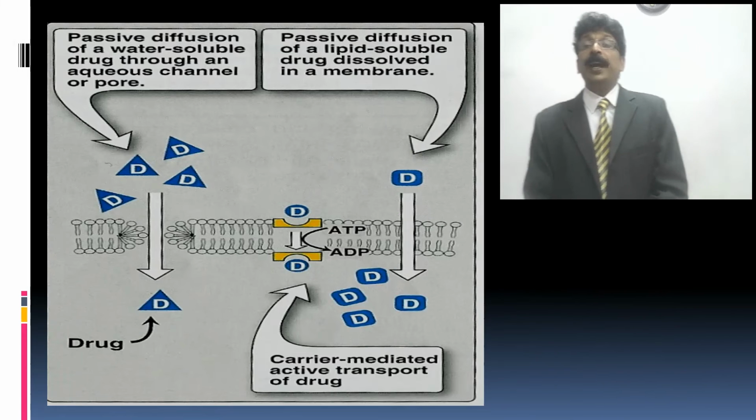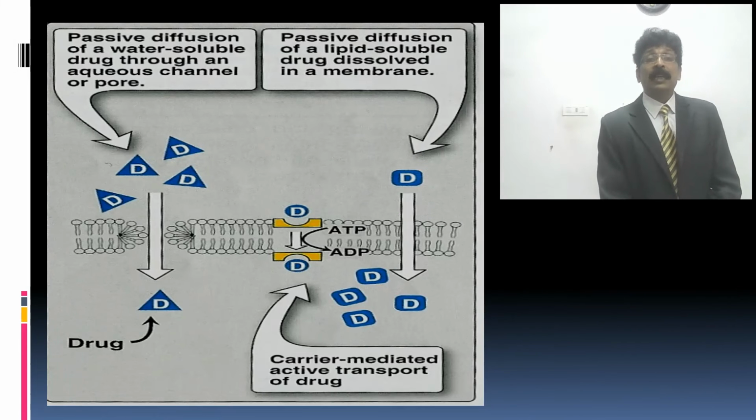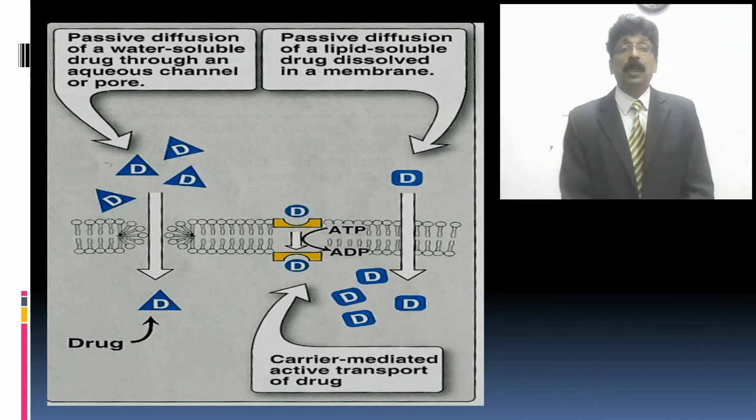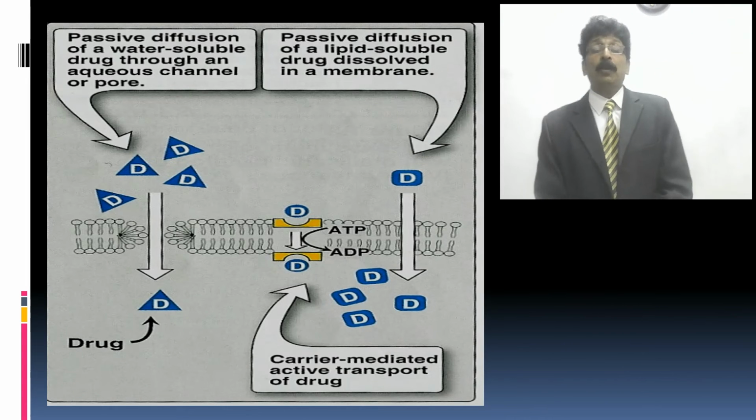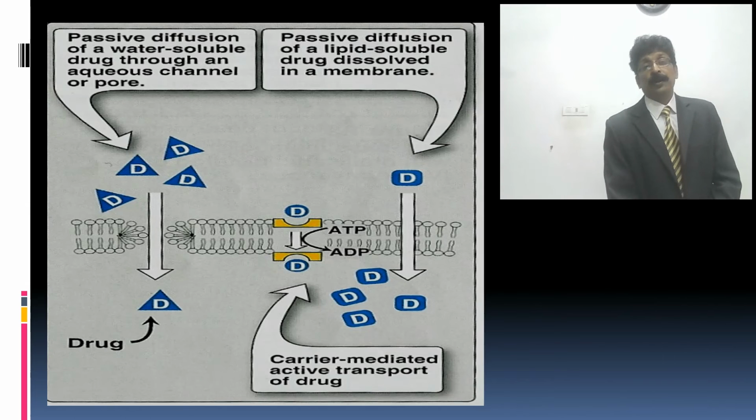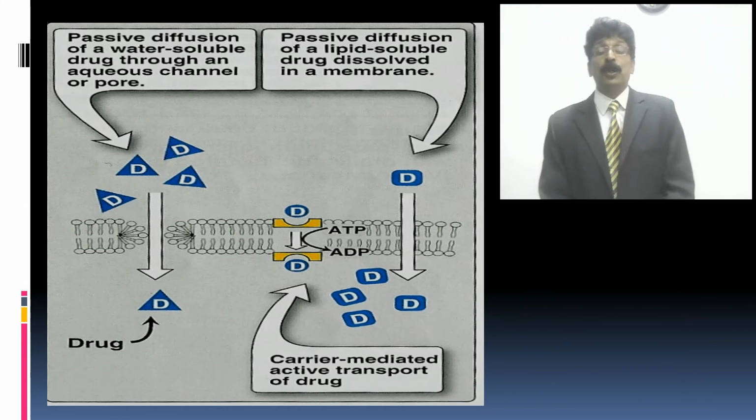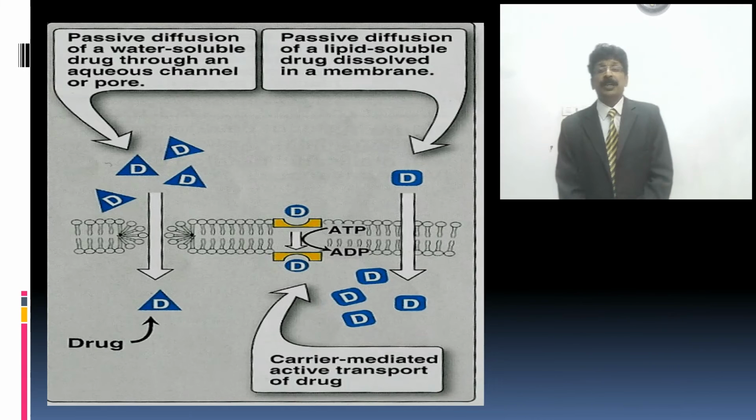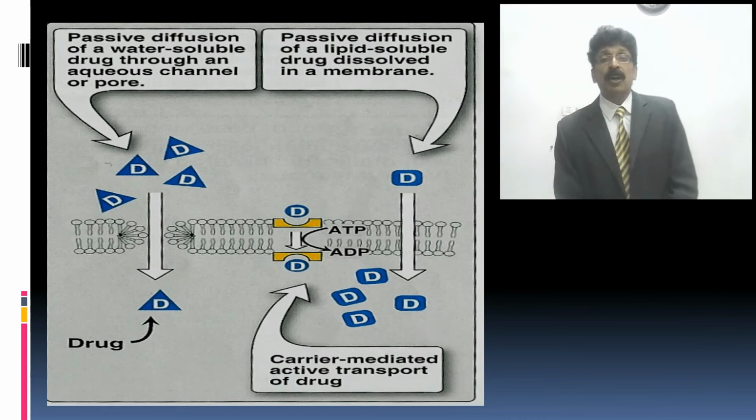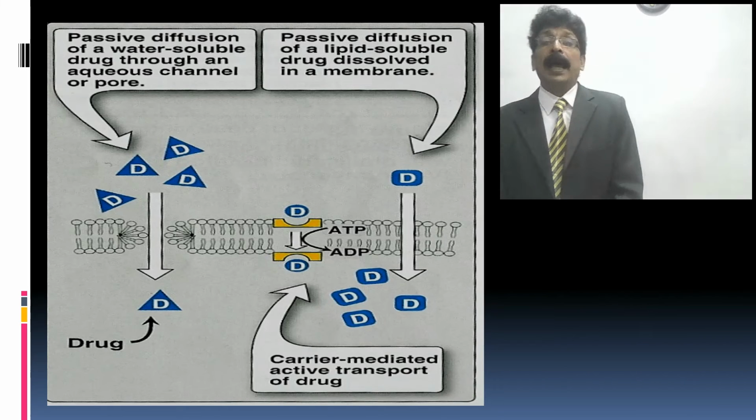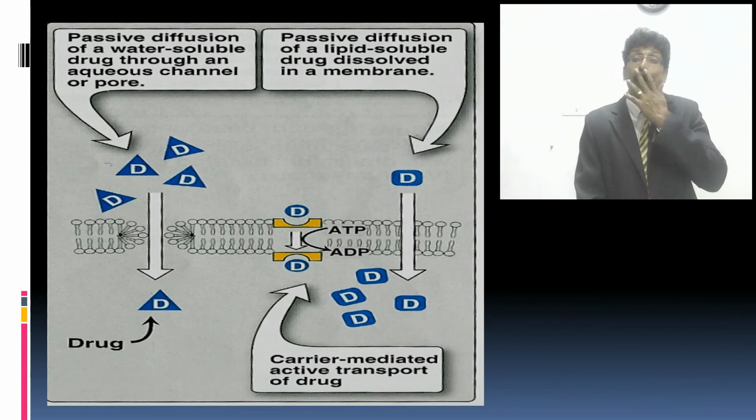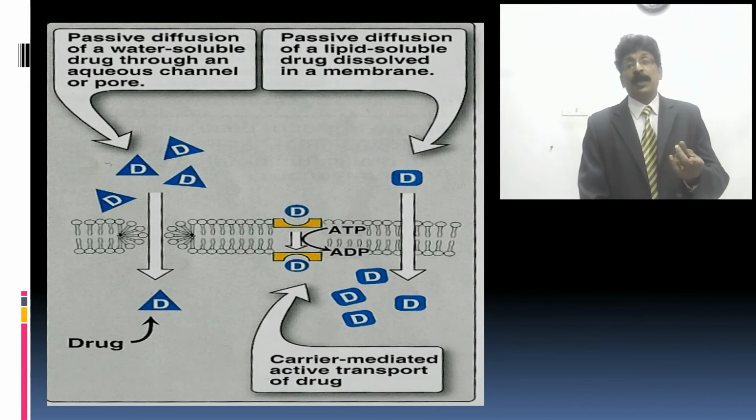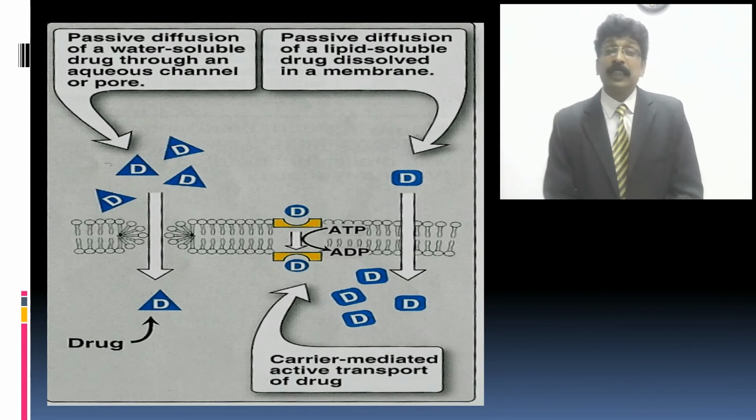So in the picture again, we have shown passive diffusion of a water soluble drug through an aqueous channel or pore. You can see the aqueous channel or pore shown in the picture. The drug can move through passive diffusion of a water soluble drug through an aqueous channel. And the second picture, shown with the drug in yellow color, is carrier mediated active transport of the drug.